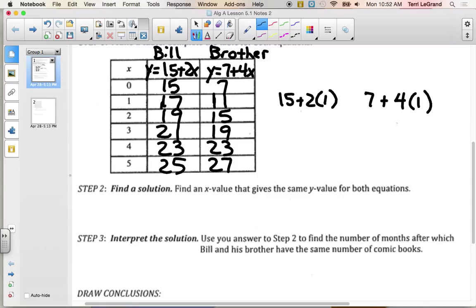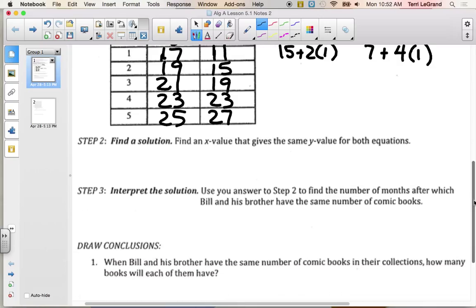Okay. So we've made our table. Now step 2 says find a solution. In other words, we're looking for when these two guys have the same number of books. How long does it take for them to have the same number of books? 4 months. So we need to find the x value that gives the same y value. Let's go to our table and show that right here, they have the same number of books, don't they? They both have 23.